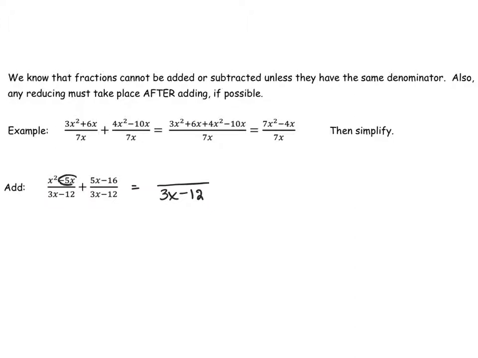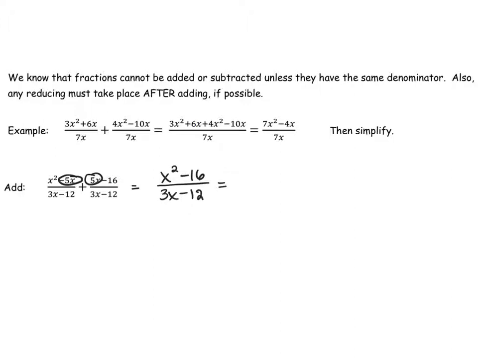We have negative 5x and a positive 5x. That's going to give me 0, so I don't have anything to carry that over. And all I have left is x squared minus 16. So once I'm down to one fraction, I've done the adding or subtracting, I want to factor each part.